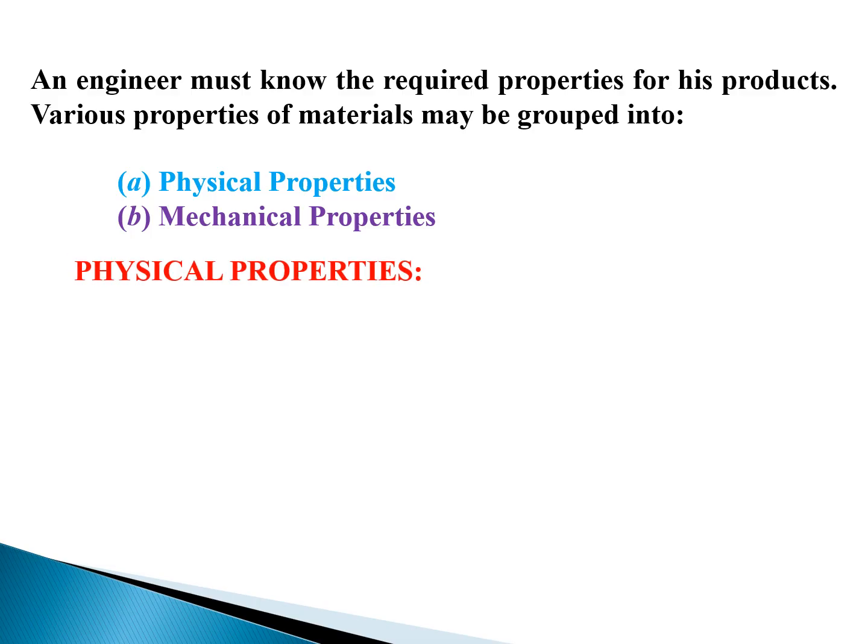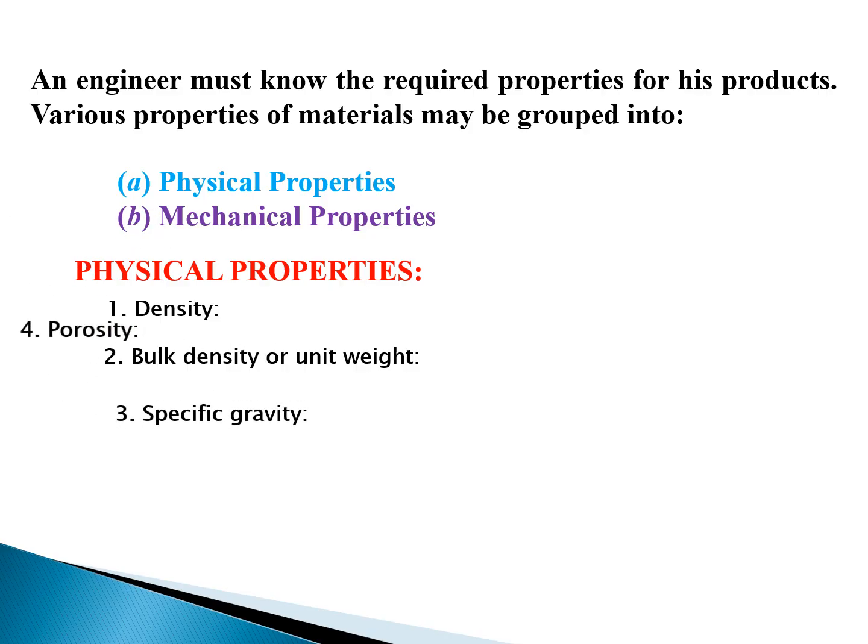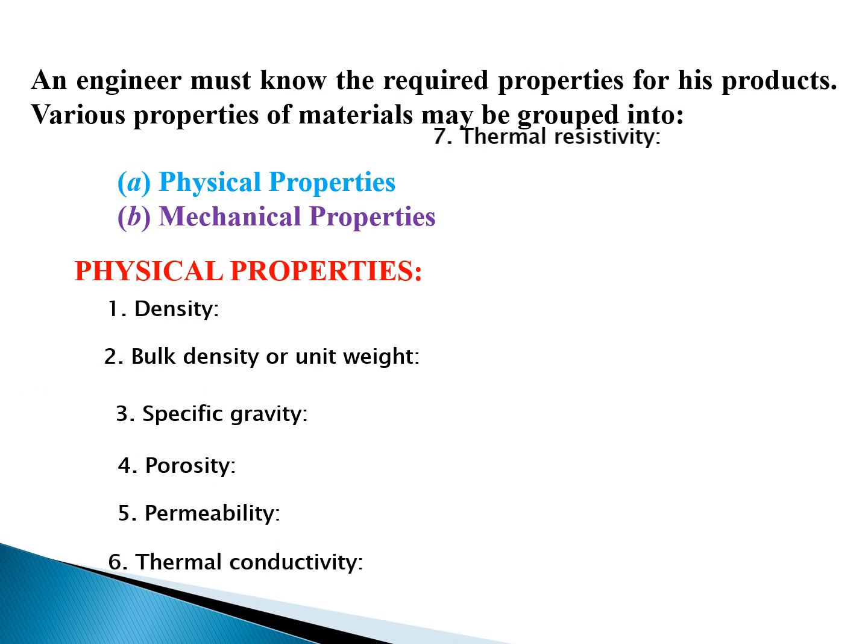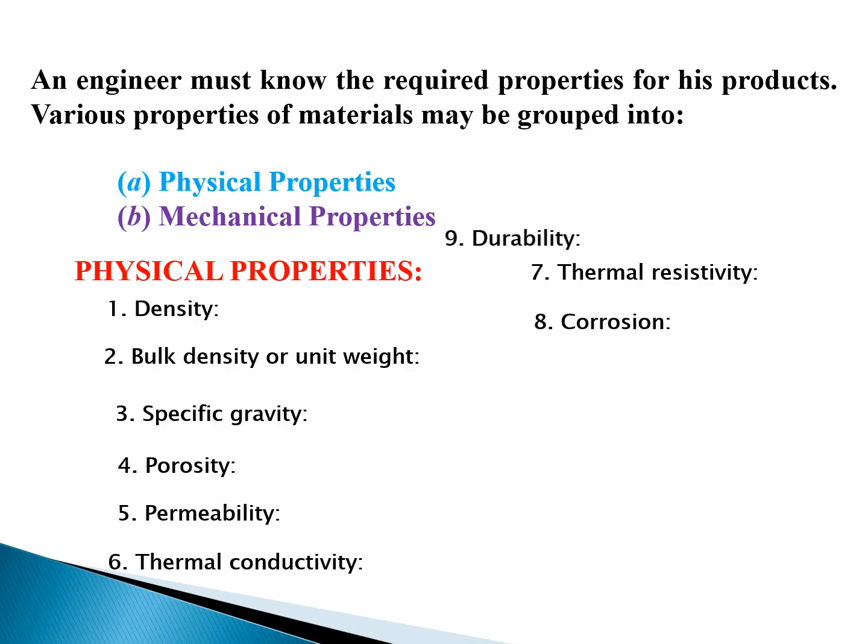Now, physical properties: number 1, density; the bulk density or unit weight; specific gravity; and porosity, permeability, and thermal conductivity. Seventh one is thermal resistivity. Next one is corrosion and durability, and chemical resistivity.